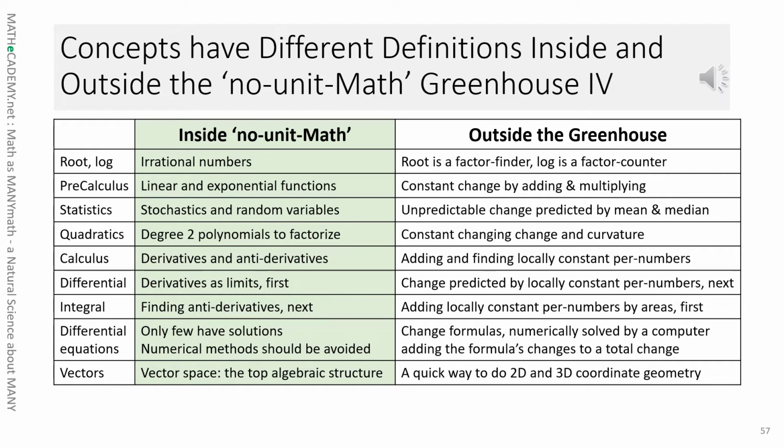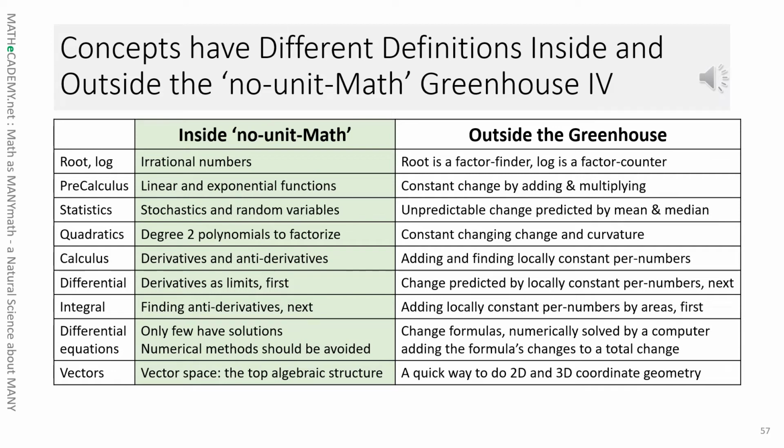Differential. Inside, it is derivatives as limits, first. Outside, it is change, predicted by locally constant pair numbers, next. Integral. Finding antiderivatives, next. Outside, it is adding locally constant pair numbers, by areas, first.